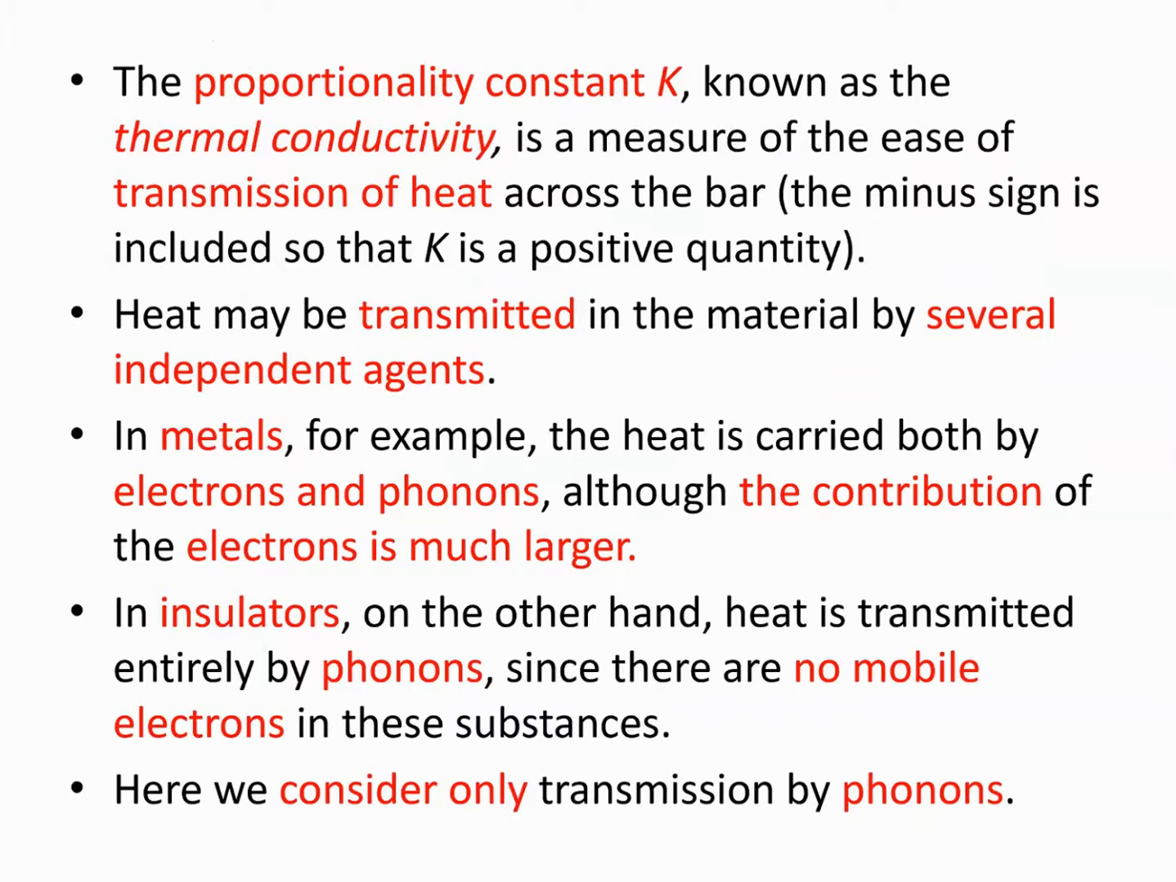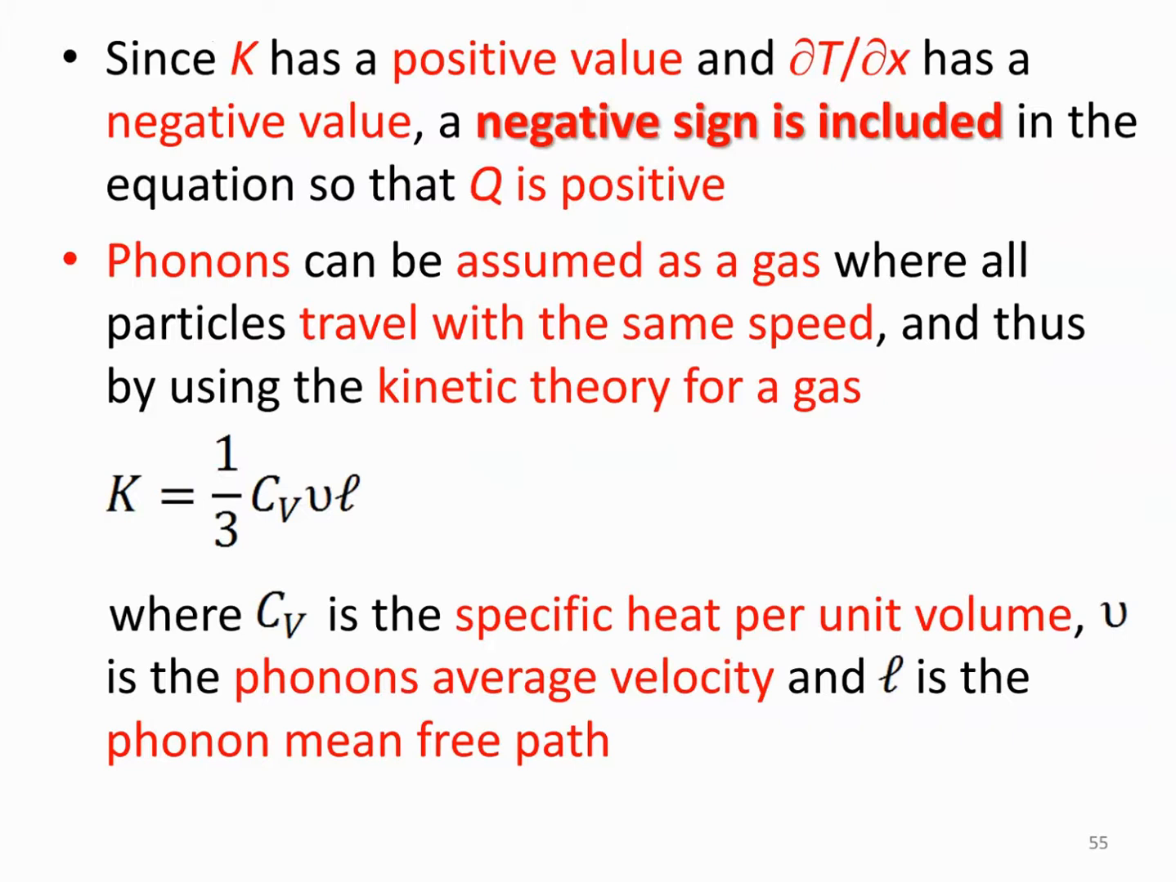Heat may be transmitted in the material by several independent agents. In metals, for example, the heat is carried both by the electrons and phonons, although the contribution of the electrons is much larger. In an insulator, on the other hand, heat is transmitted entirely by phonons, since there are no mobile electrons in this substance. Here, we consider only the transmission by phonons in this chapter. Since K has a positive value and dT over dx has a negative value, a negative sign is included in the equation so that Q is positive, like what I explained just now.